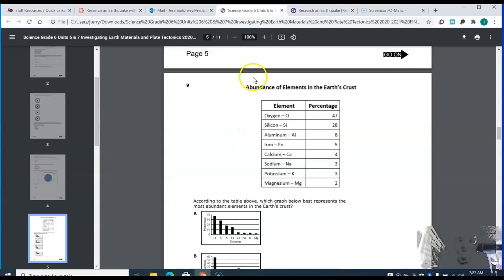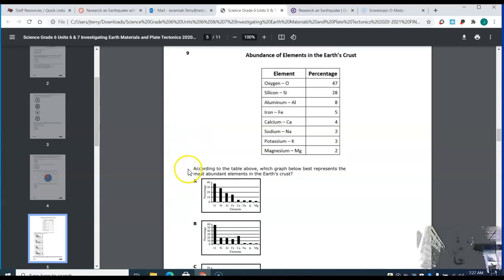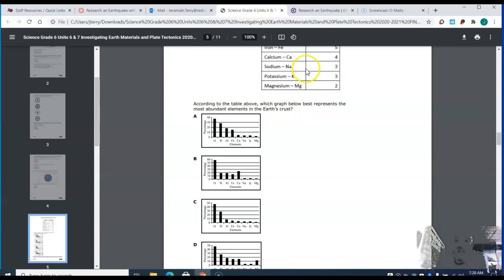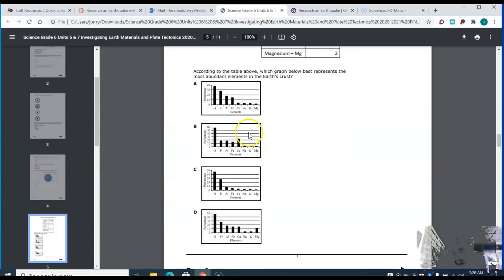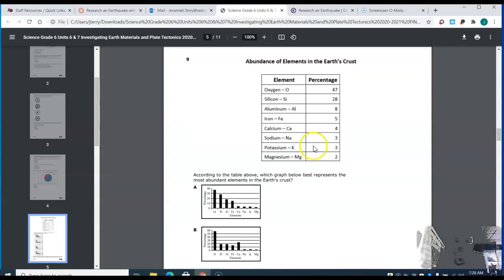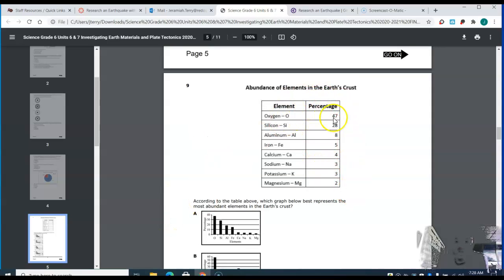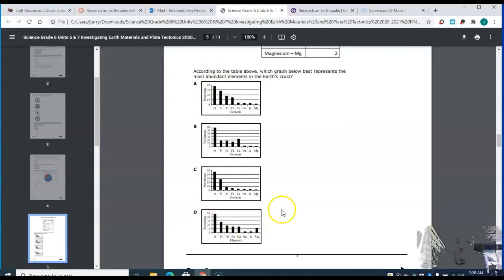Number 9, the abundance of Earth's elements in Earth's crust. Okay, so 47% oxygen is what the Earth's crust is made of. Another 28% is silicon, 8% is aluminum, 5% is iron, 4% is calcium, 3% sodium, 3% potassium, and 2% magnesium. According to the table above, which graph below best represents the most abundant elements in Earth's crust? Which one of these matches this? So look very carefully. Which graph here is most close to these numbers? Look here and look here.